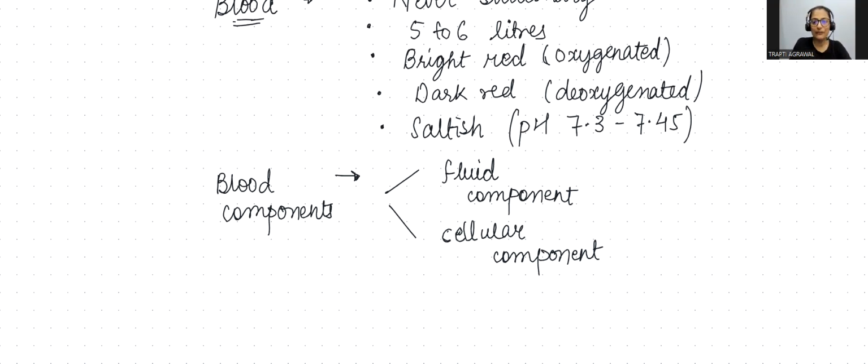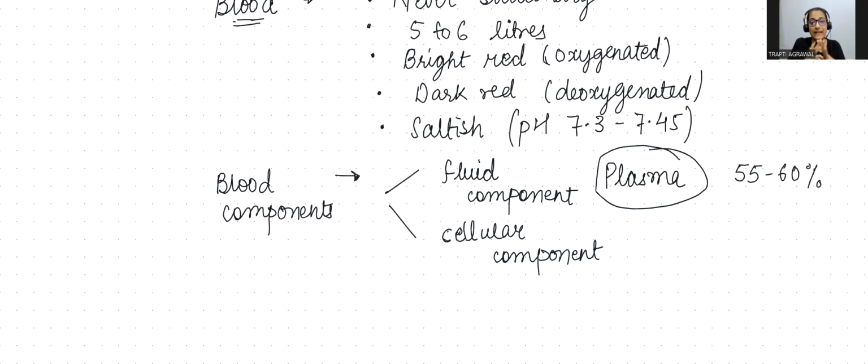Talking about the fluid component, it includes the plasma. Plasma constitutes 55 to 60% of the blood. And the cellular component includes three components: RBCs, which are red blood cells, WBCs, white blood cells, and the platelets.